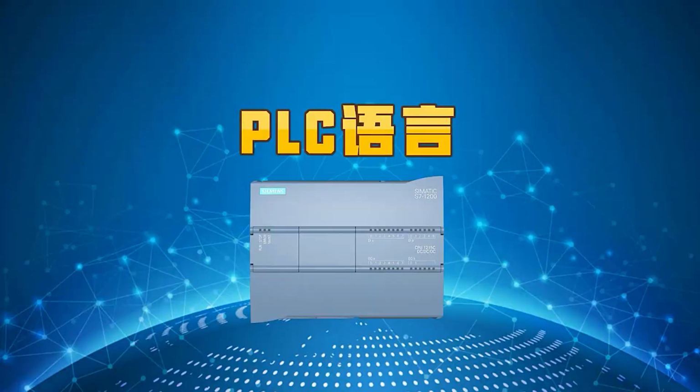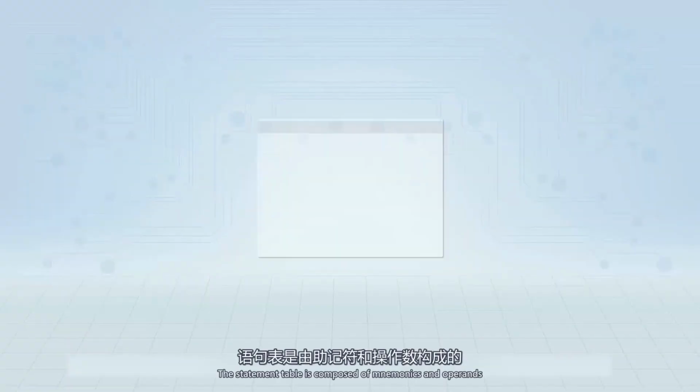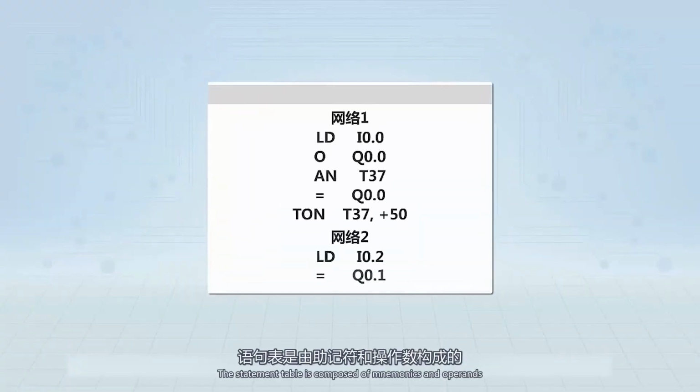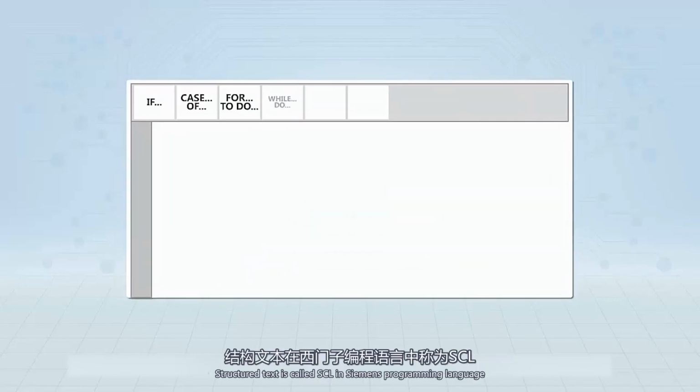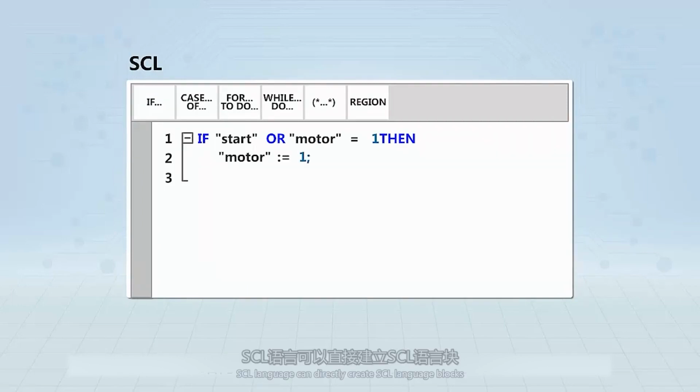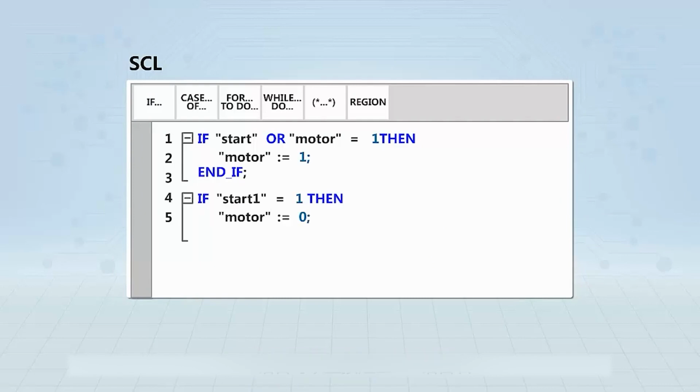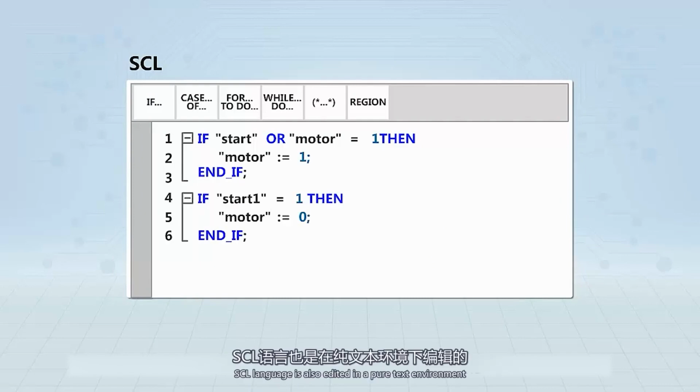PLC language. Statement table. Statement table is composed of mnemonics and operands. A statement table is a program consisting of a number of statements. A statement is the smallest independent unit of a program. Structured text. Structured text is called SCL in the Siemens programming language. The SCL language allows the direct creation of SCL language blocks. The SCL language is also edited in a text-only environment.